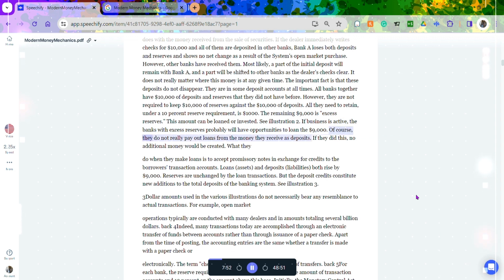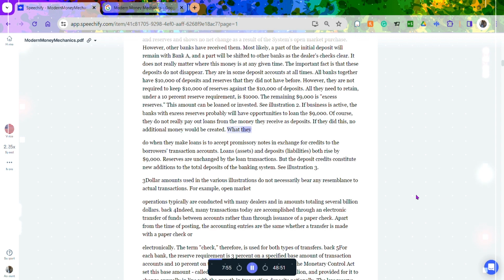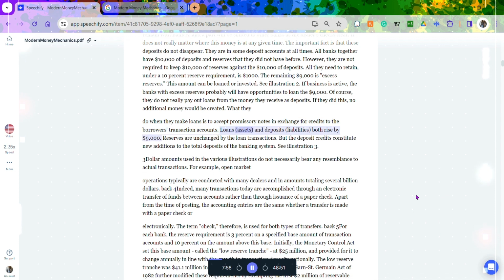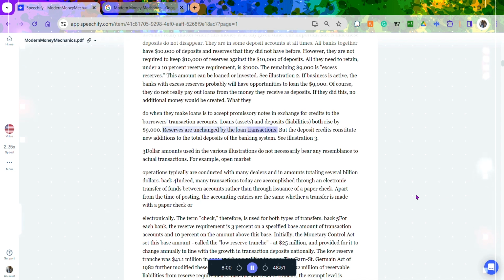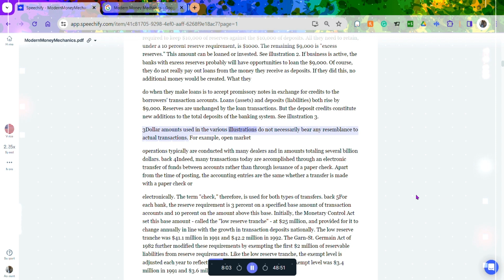Of course, they do not really pay out loans from the money they receive as deposits. If they did this, no additional money would be created. What they do when they make loans is to accept promissory notes in exchange for credits to the borrower's transaction accounts. Loans, assets, and deposits, liabilities, both rise by $9,000. Reserves are unchanged by the loan transactions. But the deposit credits constitute new additions to the total deposits of the banking system. See illustration 3.